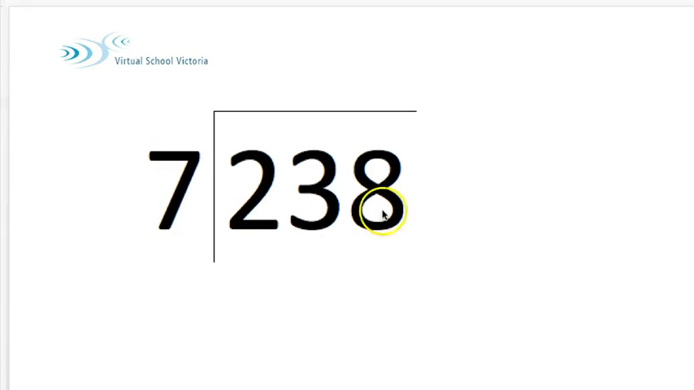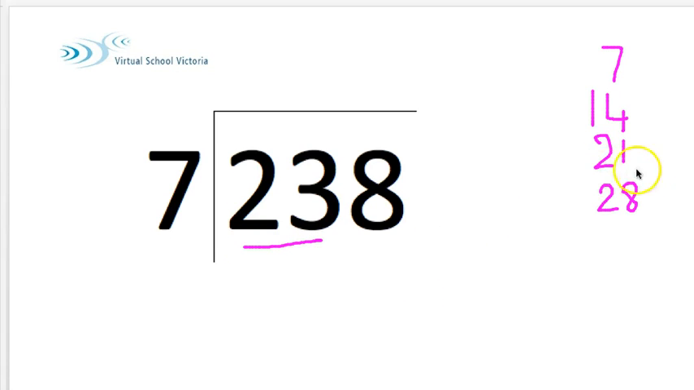Another way people like to do the division, you need your multiplication tables. So I'm going to do my sevens. 7, 2 7s are 14, 3 7s are 21, and 4 7s are 28. Well, can you see this 230? It would appear between the 21 and 28.